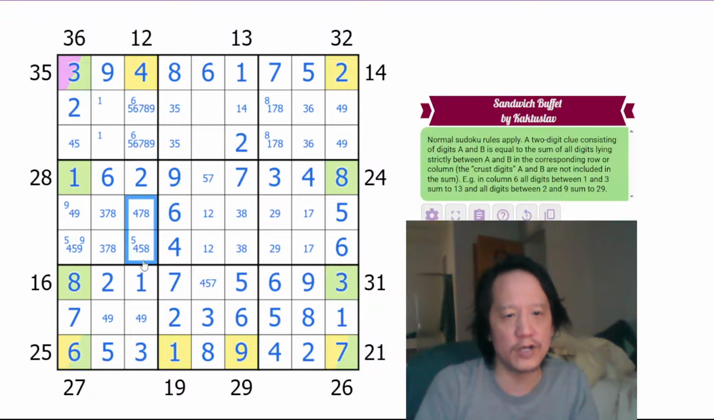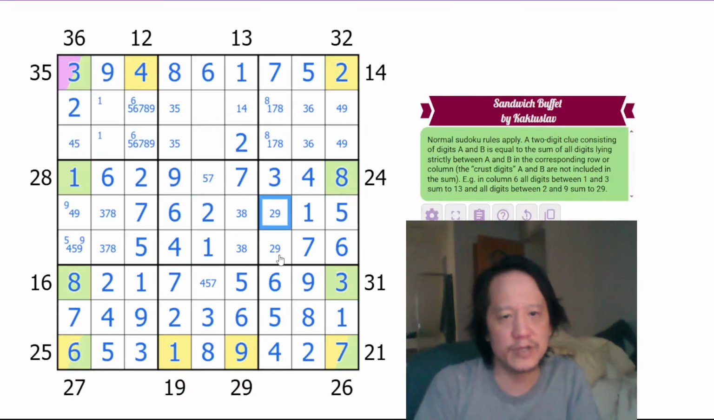This can't be a 4, 8 pair, adding up to 12, so this is 5 and 7. So 5 and 7 here. This 4 eliminates 4 here, so it's 9 and 4. This 7 eliminates 7 here, so it's 1 and 7. 1 eliminates 1 here, so it's 2 and 1. 2 eliminates 2 here, so it's 9 and 2.